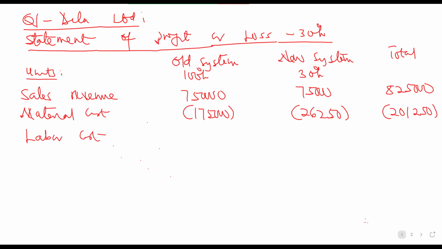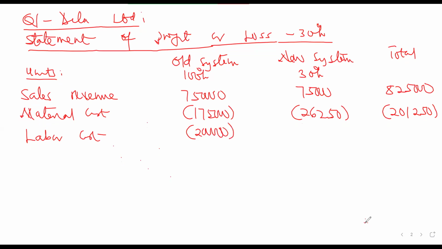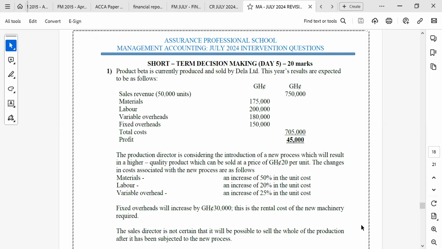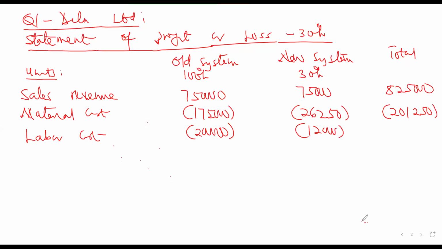What is the current labor cost in total? 200,000. So what is the labor cost per unit? Would that be 4? Okay, they're saying that the new system will increase that by how much? 20%. Okay. So what will be the additional cost coming from the new system? 0.8, multiplied by the number of units that will be passing there. 12,000. So if we are selling through the new system, we are going to be incurring additional cost of 12,000. Would this be 212,000?